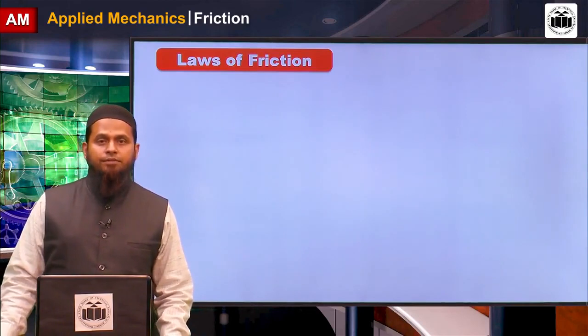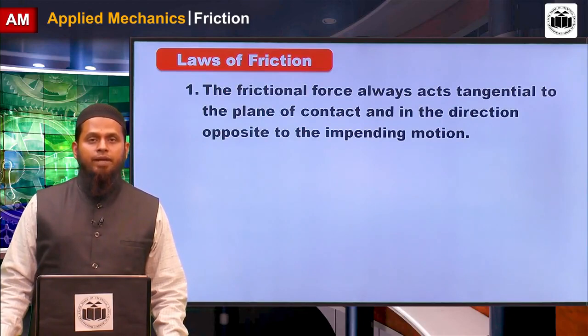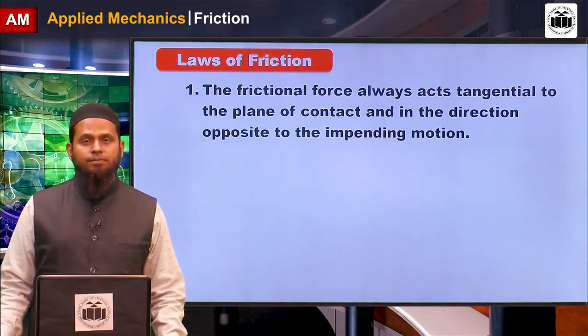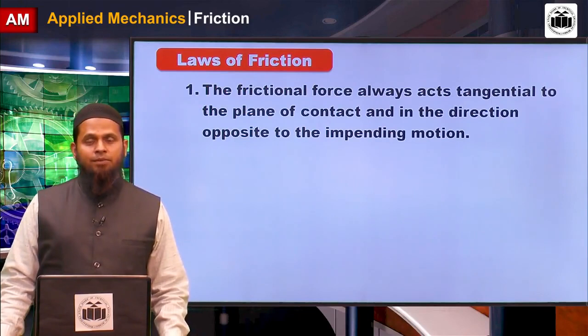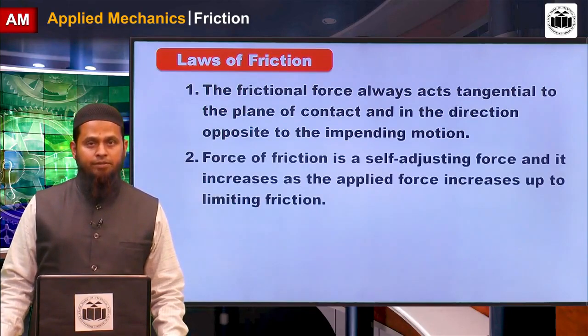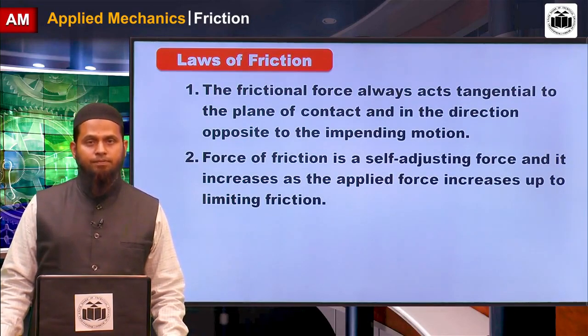Now, the laws of friction. Coulomb and Morin gave the laws as follows. The first law: frictional force always acts tangential to the plane of contact and in the direction opposite to the impending motion. This is very important. Frictional force is always opposite to the motion. Second, force of friction is self-adjusting and it increases as applied force increases, up to the limiting friction.